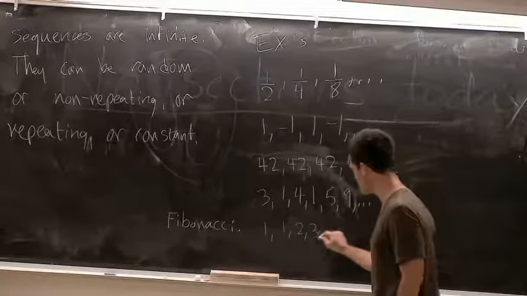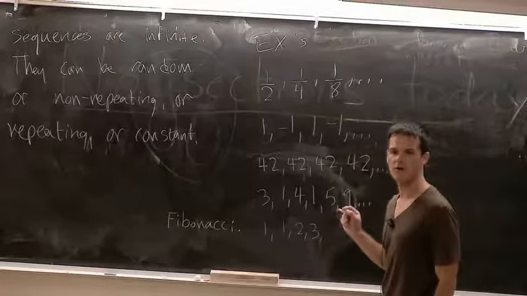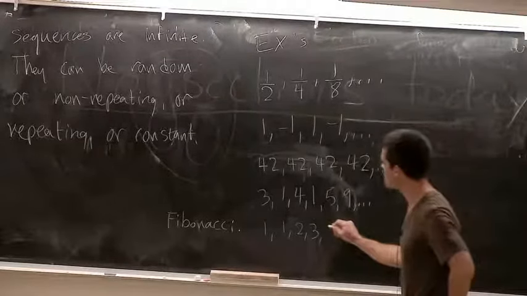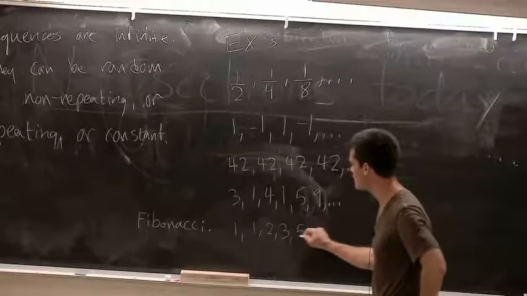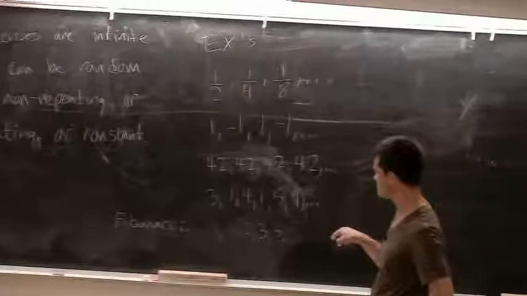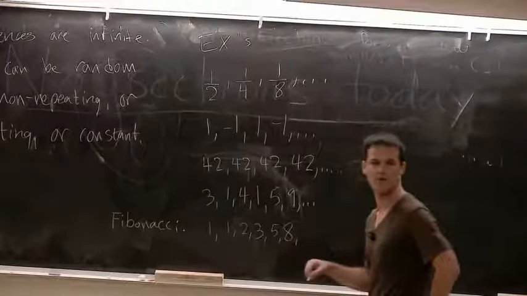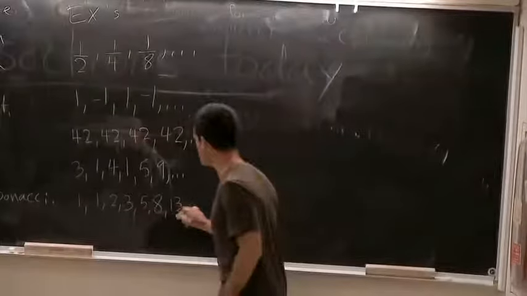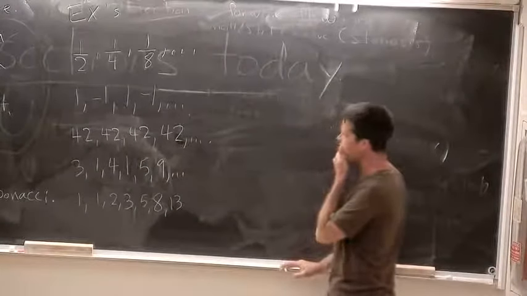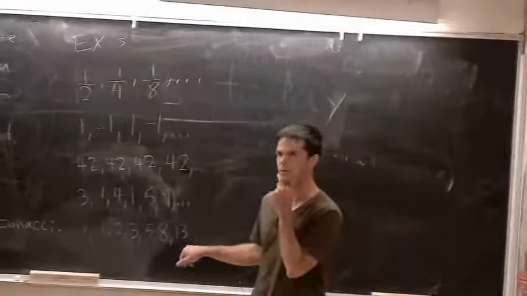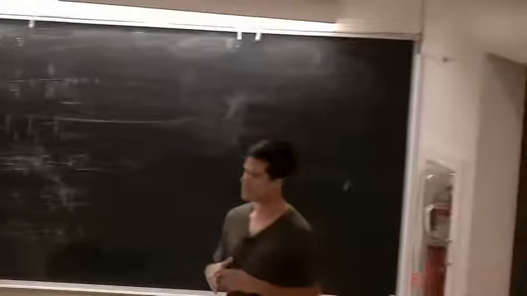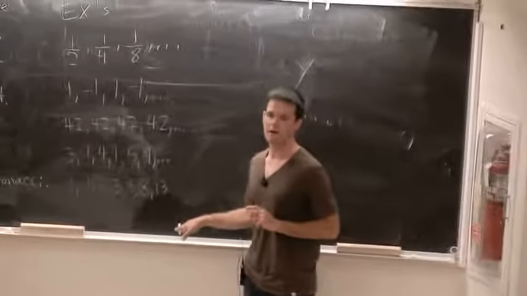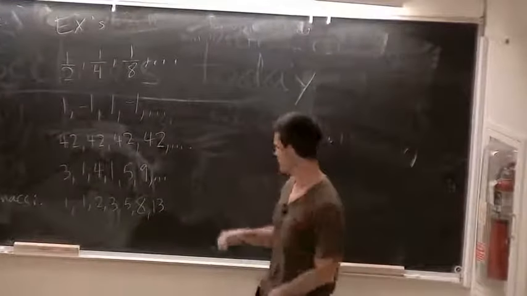3. Who is one of the people that didn't know? What's your name? Adrian. I'm going to tell you the next term. It's going to be 5. Can you guess what the next one after that is? 8. Nice. Okay, and who else didn't know? Julia. Nice. All right, cool. So you guys see the pattern? I bring up the Fibonacci sequence for a few reasons. For one, it's the first sequence that I've given you that has to be defined recursively.